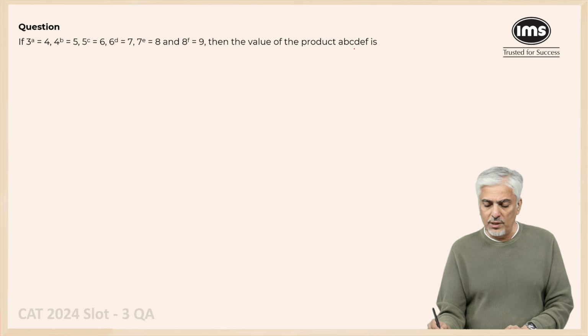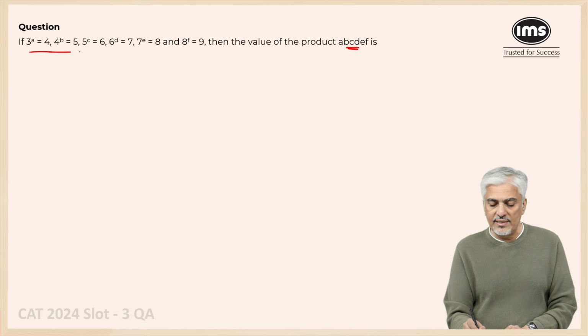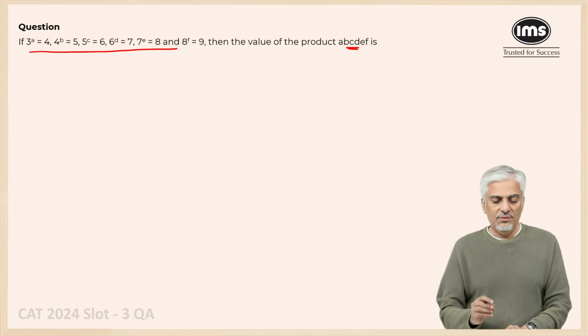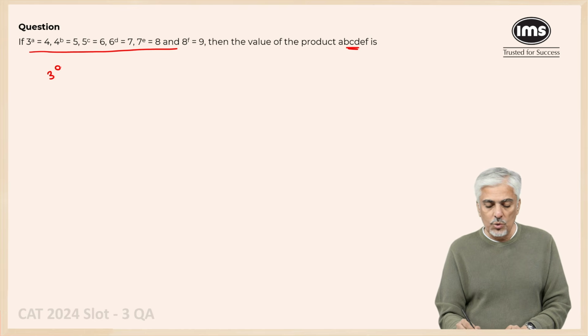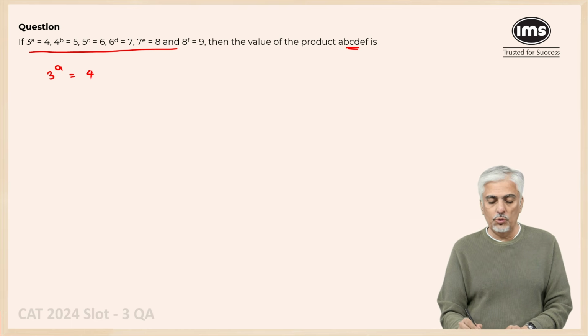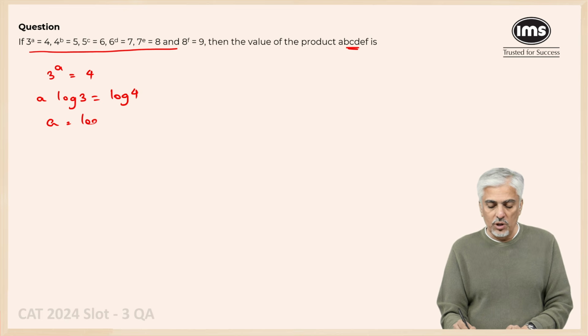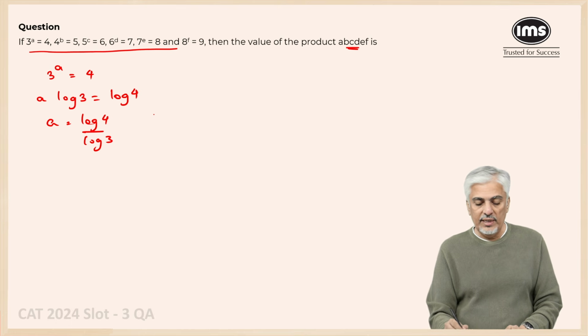We want to find the product of A, B, C, D, E, F where all these relations were given. Again, very straightforward if you just use logs. 3 raised to A is 4. Take logs on both sides, so you'll get A log 3 is log 4. So A is log 4 upon log 3. Now, same way if you just continue, what will you get?